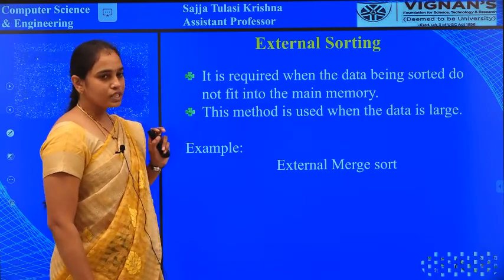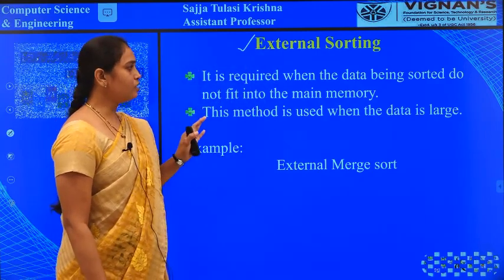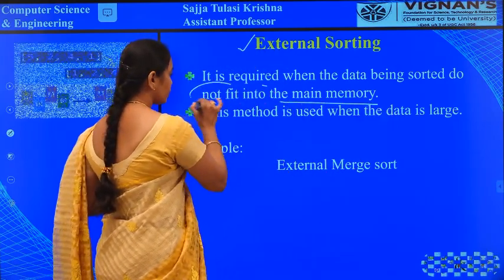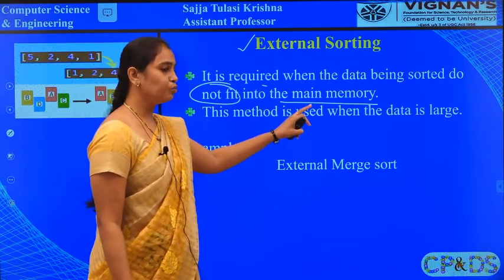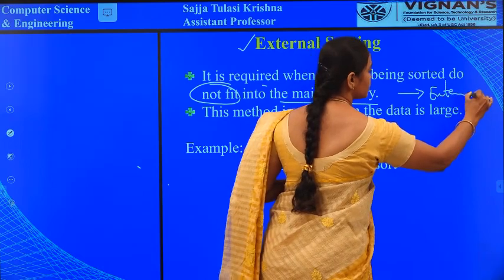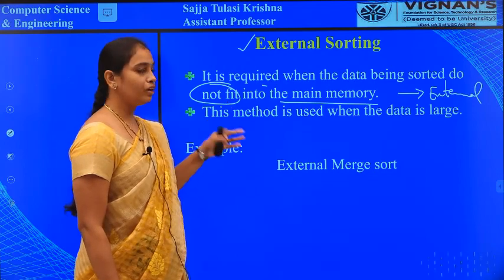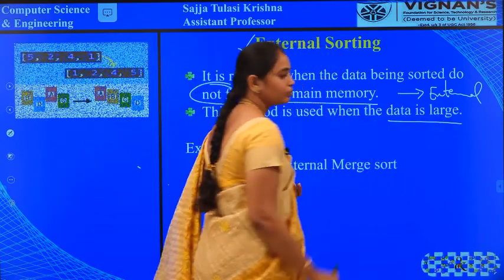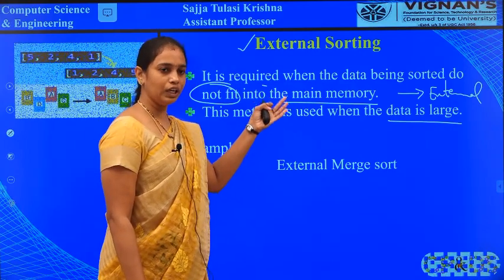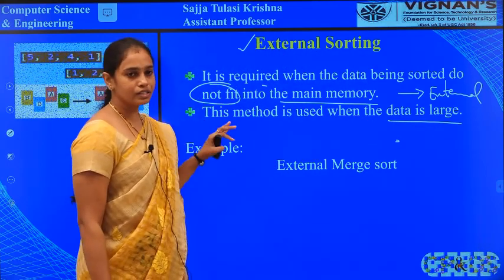Now coming to the second sorting, that is external sorting. This external sorting does not happen in the main memory. It happens in external memory, that is secondary memory. This type of sorting happens when the data set is large. If your data set is small, you can go for internal sorting. If your data is large, you can go for external sorting.